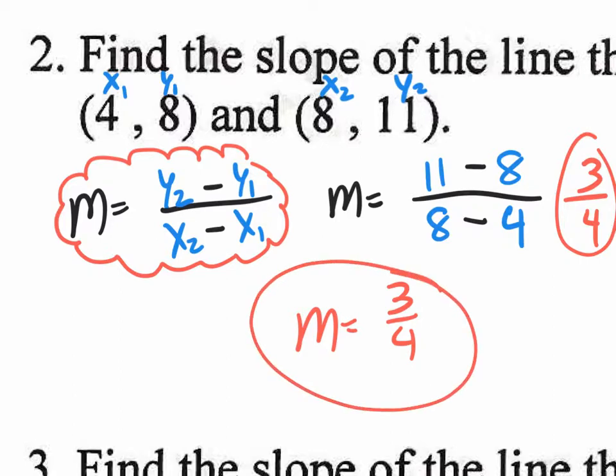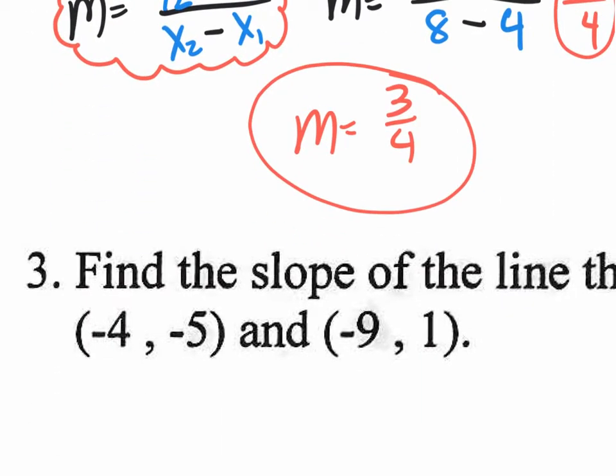By the way, all this stuff is going to be on Thursday's quiz. We have a quiz this Thursday. It's going to be on slope, and it's also going to be on standard form and finding x and y intercepts, stuff that we did last week. Let's move on to the next one.